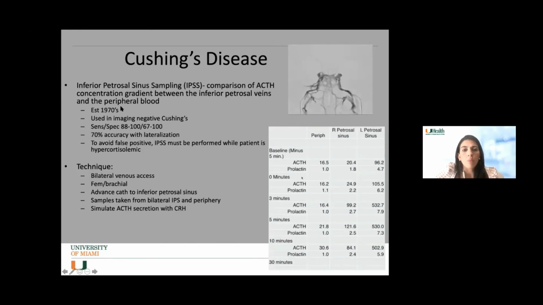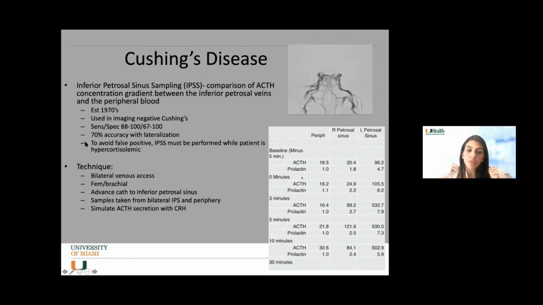And when do we use IPSS? If you really don't know and you've gotten your MRI, you've gotten advanced imaging, you don't have a tumor that you can find, and you have determined that you have Cushing's disease and you want to localize it a little better, then you can do IPSS. That not only allows you to determine whether or not it's true Cushing's disease, it also allows you to lateralize to the side of the gland.